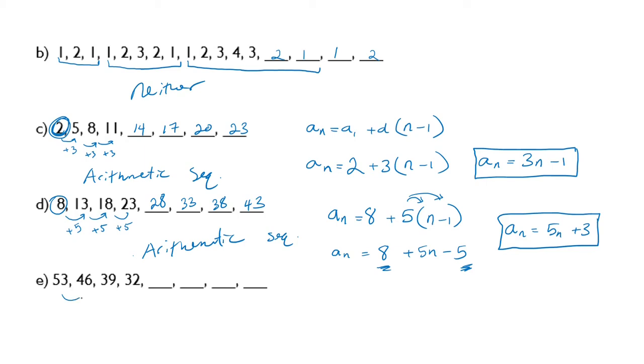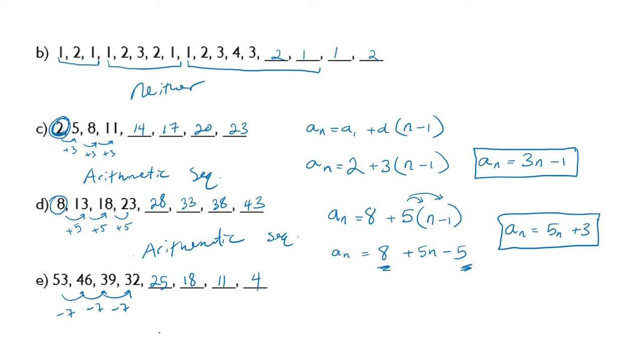This one's a little bit different. You can see that the pattern actually subtracts instead of adds. So we'll have to subtract 7 to get to 46. 46 minus 7 gives us 39. And 39 minus 7 gives us 32. I could subtract 7 again to get 25. Subtract 7 again to get 18. Subtract 7 again to get 11. Subtract 7 one more time to get 4.